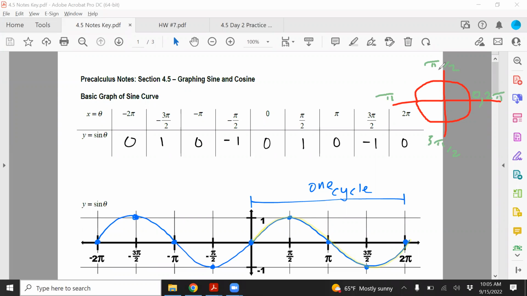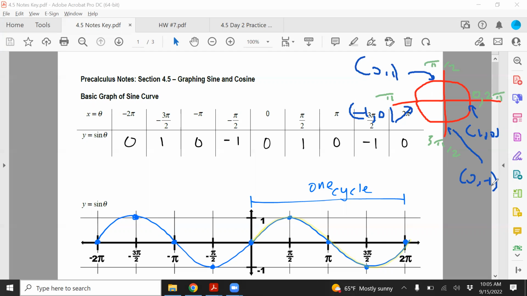The coordinates you guys should know: this right here is 1, 0. This right here is 0, 1. This right here is negative 1, 0. And finally, this right here is 0, negative 1.